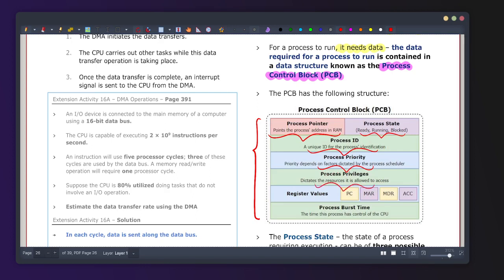Then process privileges. What resources can a process access? Can this process access the RAM? Can this process access the printer? Can this process access files in the hard drive? What sort of privileges does it have? And then the process register values will also be stored in the process control block. When that process was running, there would have been an associated program counter value, an associated memory address register value, memory data register value, and accumulator value. Those values would be retained in the process control block.